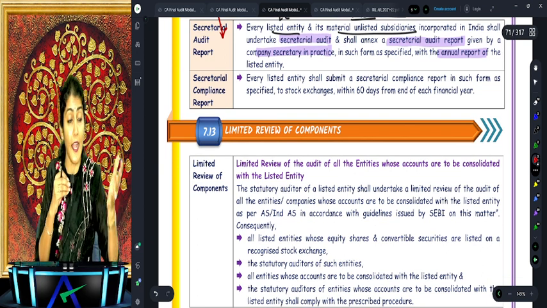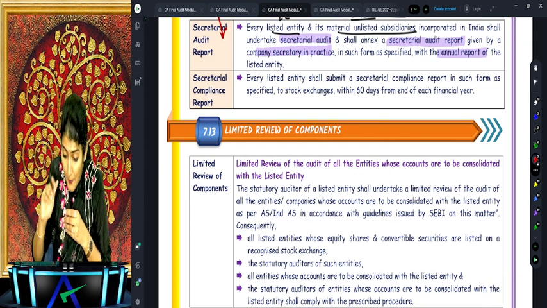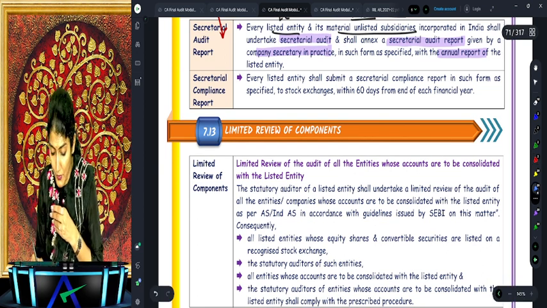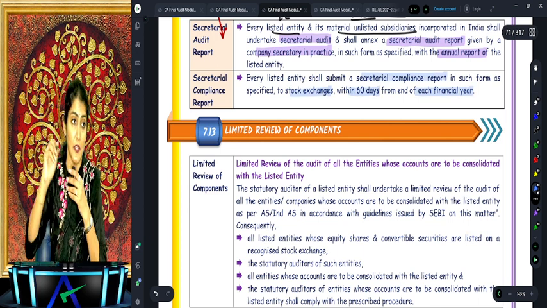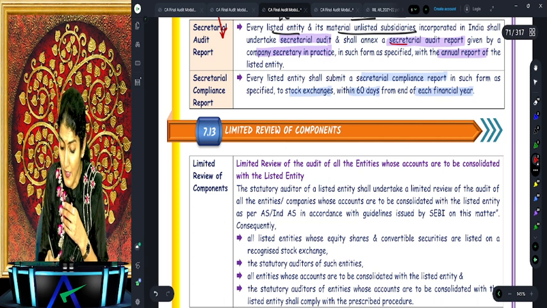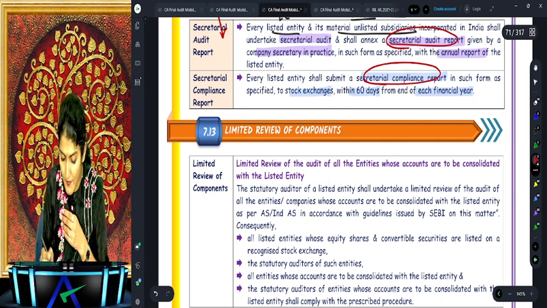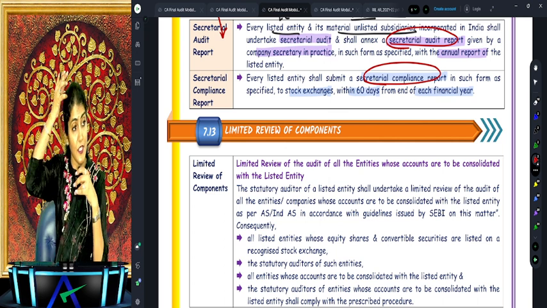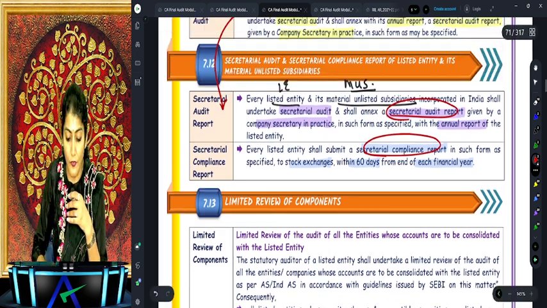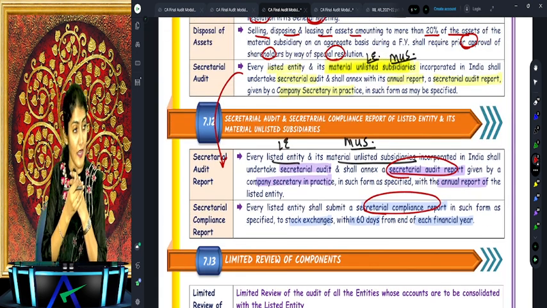And then in addition to that, a secretarial compliance report has to be submitted to the stock exchanges within 60 days from the end of each financial year. So they are talking about a secretarial audit report and a secretarial compliance report which has to be submitted to the stock exchanges within 60 days from the end of each financial year. Are you understanding that? Right.